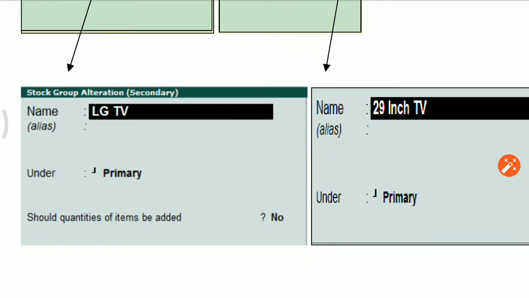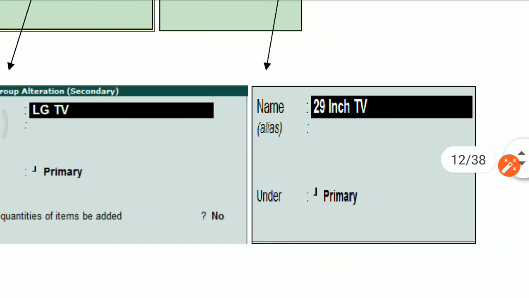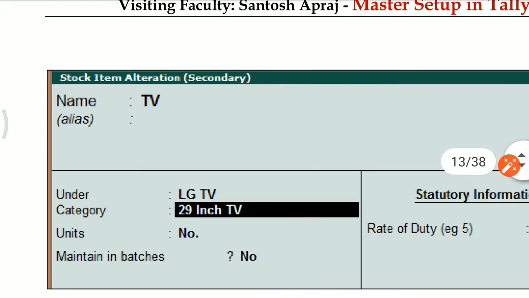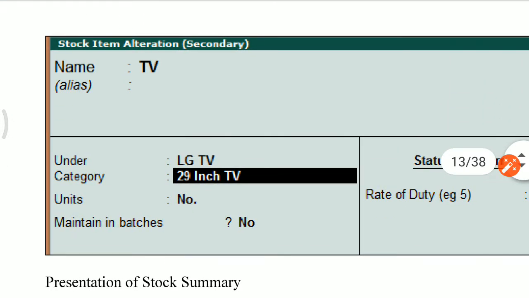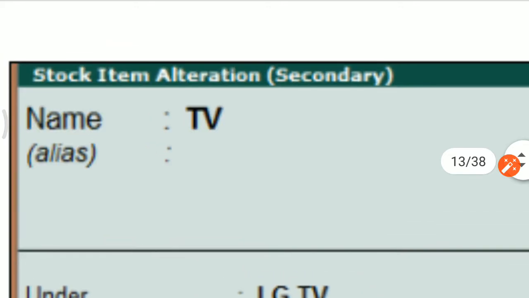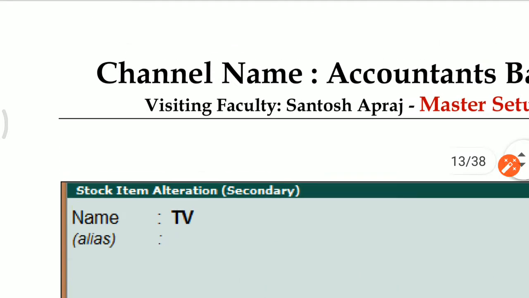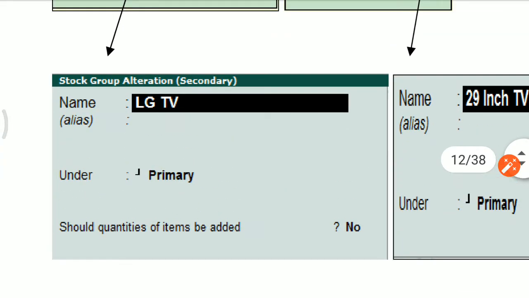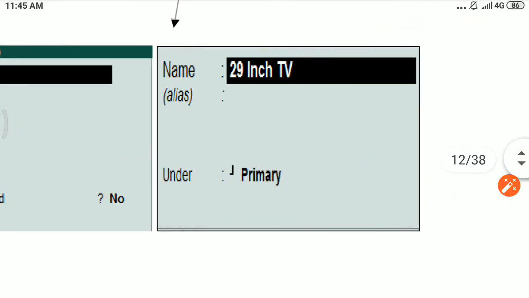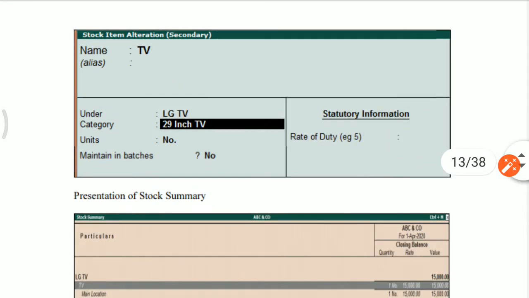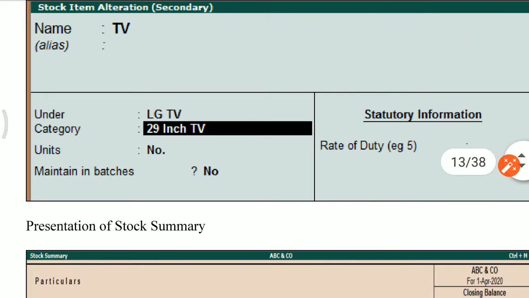Stock group is LG TV. My stock category is 29-inch TV, and my stock item is TV under the main group LG TV. LG TV is your main group, the stock group, and this is your stock category. And unit measurement is numbers. Maintain in batches: if you want to maintain batches, then just press yes.